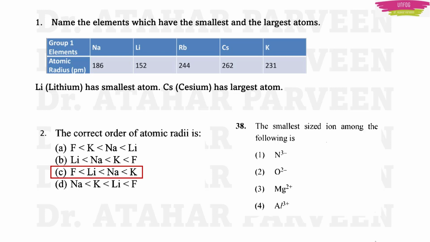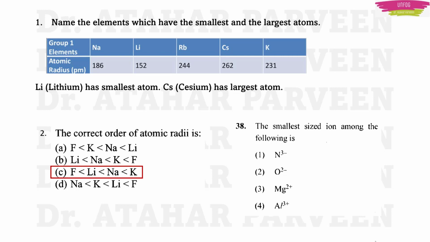The smallest sized ion among the following is. Actually, this question number 38 is from HSTR 2015 question paper. Okay. So the question is the smallest sized ion among the following is. Now here there is one small trick. The trick is that if the element is having more nuclear charge, it means that the element will have the smallest size. More nuclear charge means the electron will be nearer to the nucleus, right?